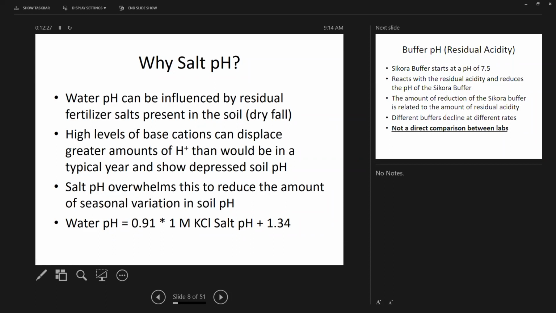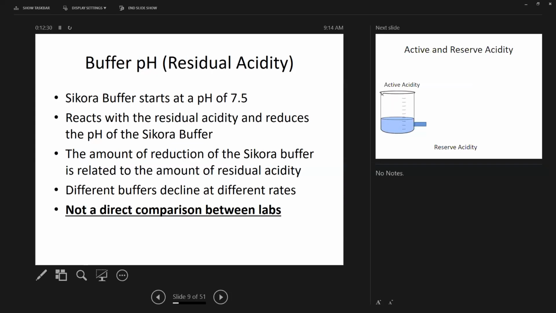So this is what we do in the lab. So the buffer pH, again, we're measuring residual acidity. The Sikora buffer starts at a pH of 7.5. We add that after we take the water pH, and then it reacts with that residual acidity. And as it reacts with that residual acidity present, it reduces the pH of the Sikora buffer. And then you measure the pH of the Sikora buffer. The amount that buffer pH is reduced is related to the amount of residual acidity. And this is how we base our limestone rates.